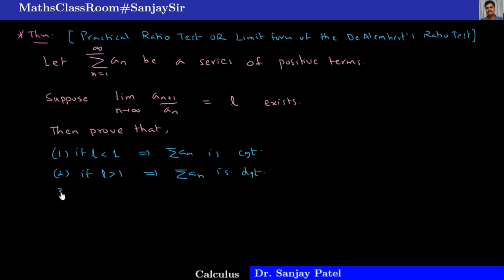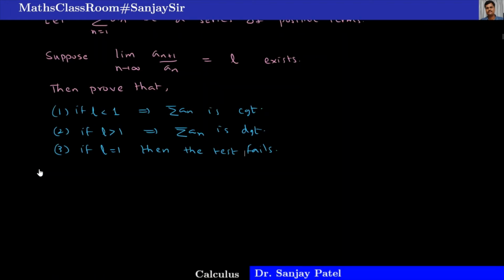But if the value of the limit is 1, if L is equal to 1, then we cannot say anything. That means the test fails in this case. The test fails. Okay. It means it can be divergent or it can be convergent. So we cannot determine the convergence when L is equal to 1. And that will be explained by examples after proving the first two results. Okay. So let us prove.